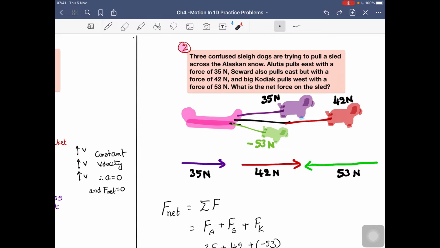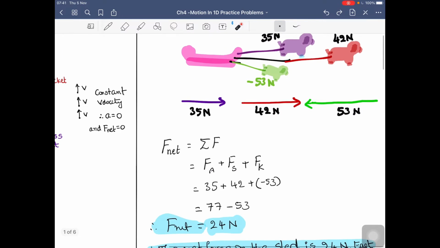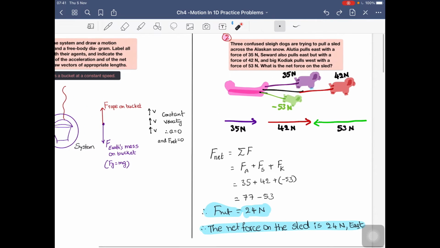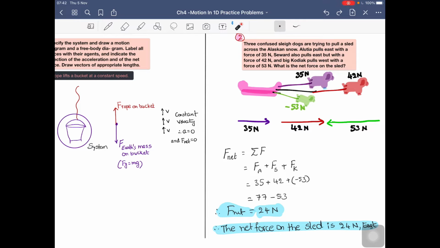The net force on this sleigh is equal to the sum of all forces. I have to add all the forces, and you have to substitute the values carefully because one of these 3 dogs is in the opposite direction, west. Therefore the net force here is 24 newtons. Because we got a positive sign for the net force, the dog with 53 newtons is pulling backward, but still the sleigh is moving forward.